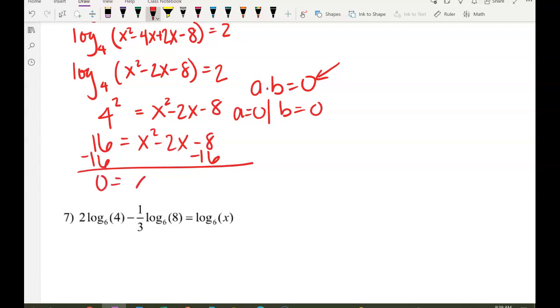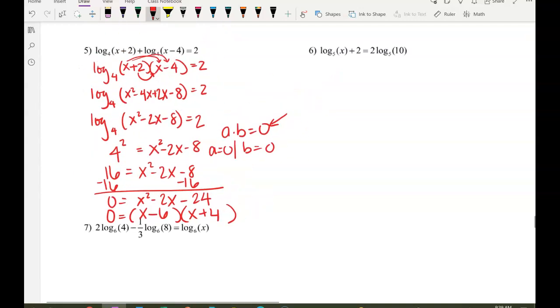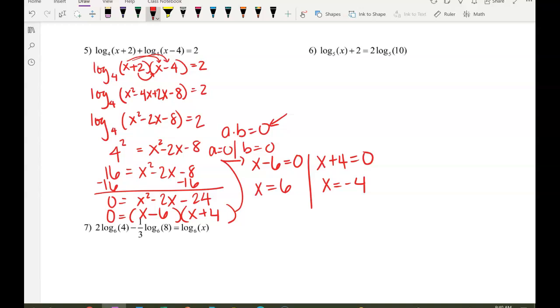So 0 equals x squared minus 2x minus 24. Is it factorable? Yeah. Good. Straight up, give me the 2 factors when you're ready. Okay, so x minus 6, x plus 4 equals 0, so we can take each factor and do what? Yep, set equal to 0. So x minus 6 equals 0, x plus 4 equals 0. We currently have two x values. Can I keep both?